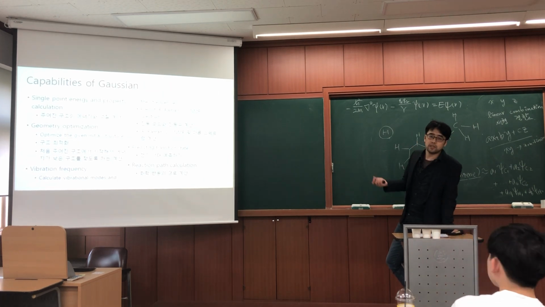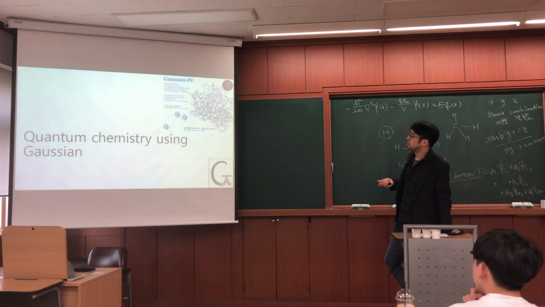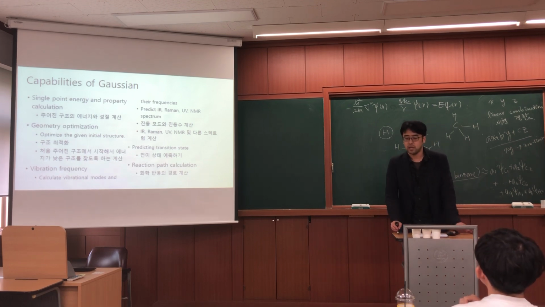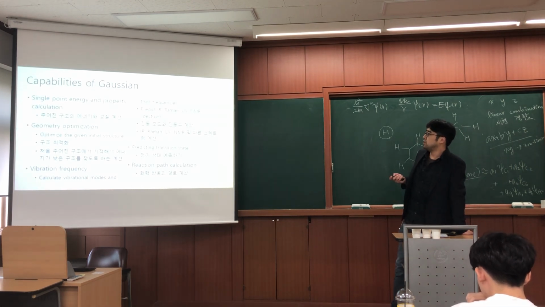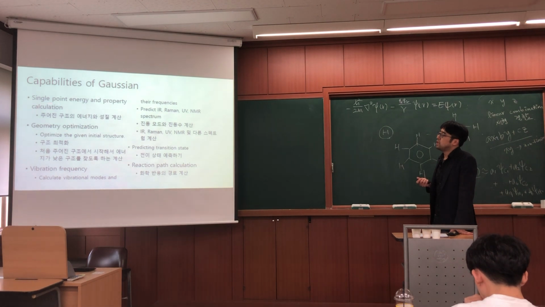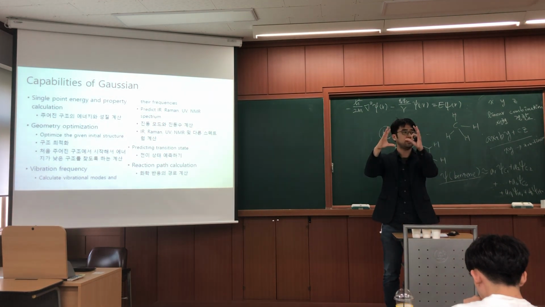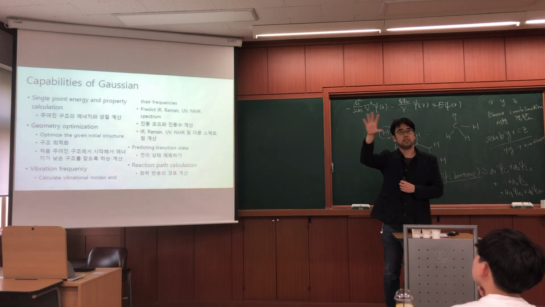During the practice session, we're going to learn to run some example Gaussian jobs. Then let's briefly take a look at what Gaussian can do. In general, Gaussian can do about five things. The first is single point energy calculation. Single point means that it uses just one structure. If we give a computer a structure, it just calculates its energy.